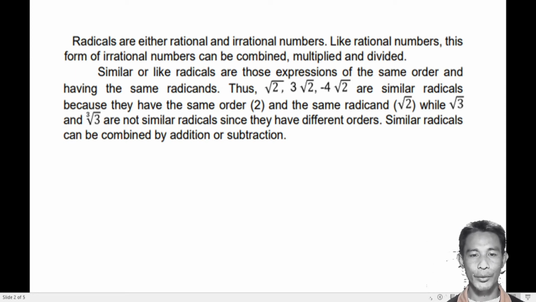Thus, square root of 2, 3 square root of 2, and negative square root of 2 are similar radicals because they have the same order, that is 2, and the same radicand, that is 2, while square root of 3 and cube root of 3 are not similar radicals, since they have different orders. Similar radicals can be combined by addition or subtraction.